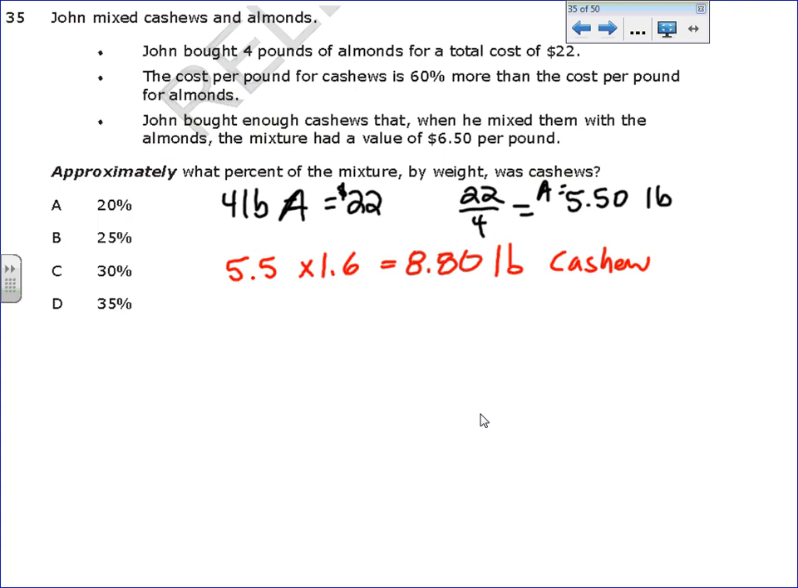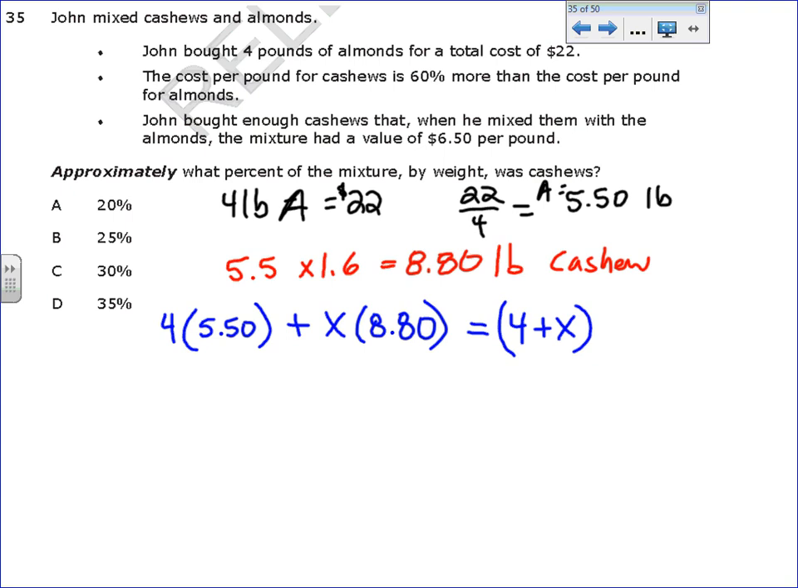And I need to write an equation. I know that when I get the 4 pounds of almonds that cost $5.50 per pound, plus some mysterious amount of cashews. I don't know how many cashew pounds I'm going to buy, but I know they're $8.80 per pound. That's going to give me a total of however many I bought and the weight per pound, which is $6.50 because they told me that. Okay.